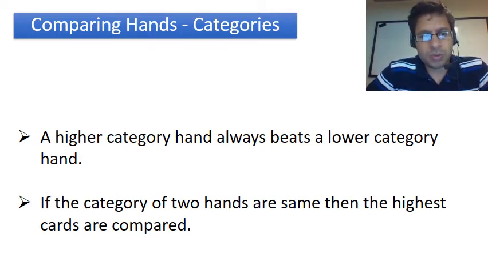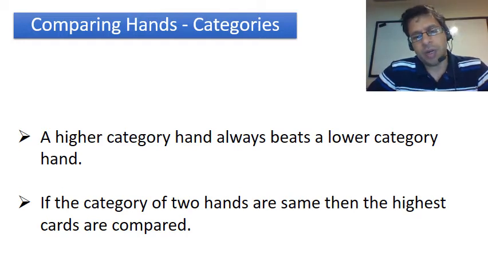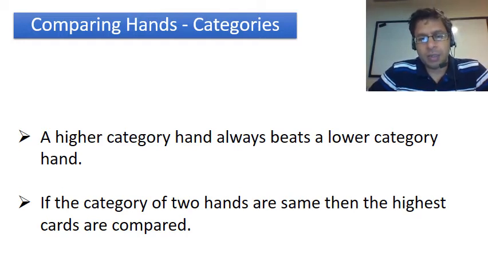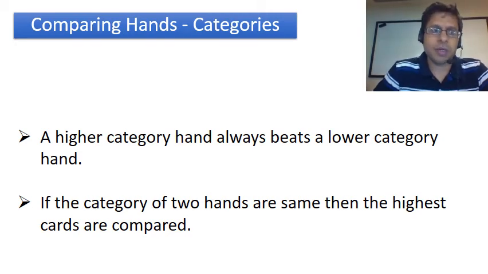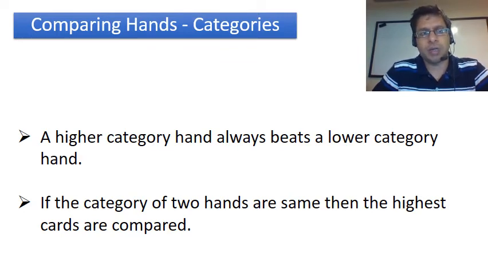Only if the categories of the two hands are the same, then to resolve ties we compare the highest card in the two hands, and if that doesn't break the tie, the second highest card, and so on.